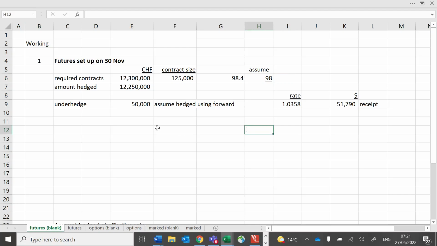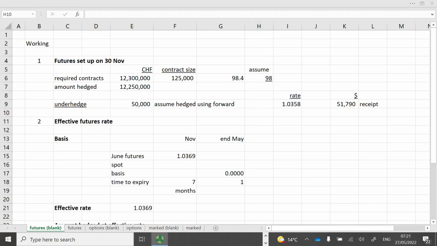Okay, so that's the number of contracts I'm going to need. The outcome, well, here we're looking primarily for speed, a really quick way of analysing futures. So I need to calculate the effective futures rate, and I'm going to do that by using the concept of basis, which is the difference between the future and the spot. So I'm using a June future because that gives me cover to the transaction date.